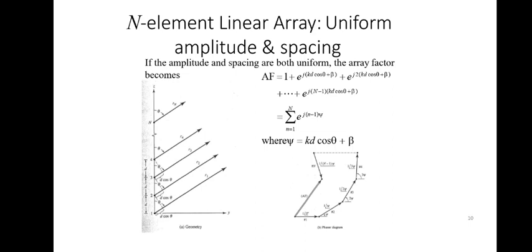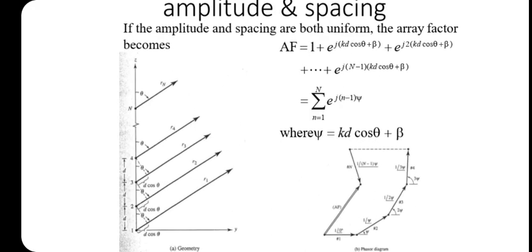So AF equals 1 plus e power j into (kd cos theta plus beta). Here beta is included, with k equal to 2 pi by lambda and d the distance between the elements. So we will get it like this. Then the final array factor is the sum from n equal to 1 to N of e power j into (n minus 1) into psi, where psi is kd cos theta plus beta.